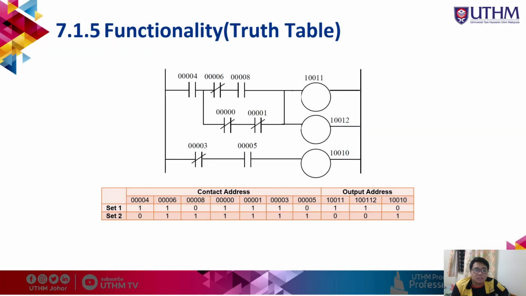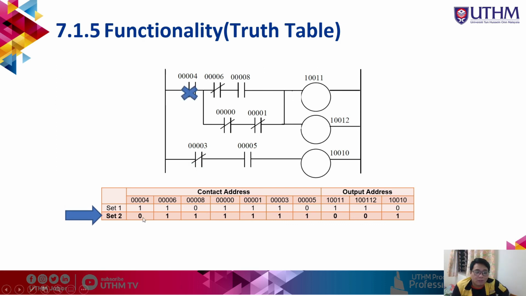Next is the functionality of the circuit, which is the truth table. I will use two sets of data to test the circuit. Let's focus on the set one input. For the input that is 0, which is in off condition, I will put a cross to make it easy to read the current flow. From this diagram, we can see that the current will flow through 00004, 0000, and 00001, and turn on the outputs 10011 and 10012. For the bottom line here, the circuit will remain off, the output will remain off because the contact 0003 is not activated.